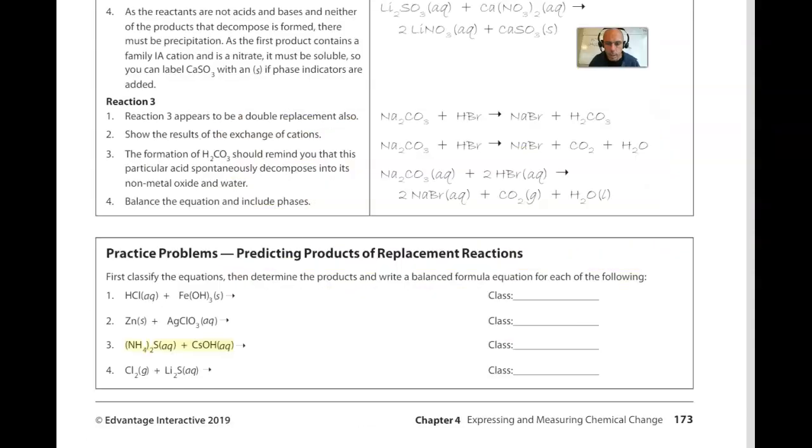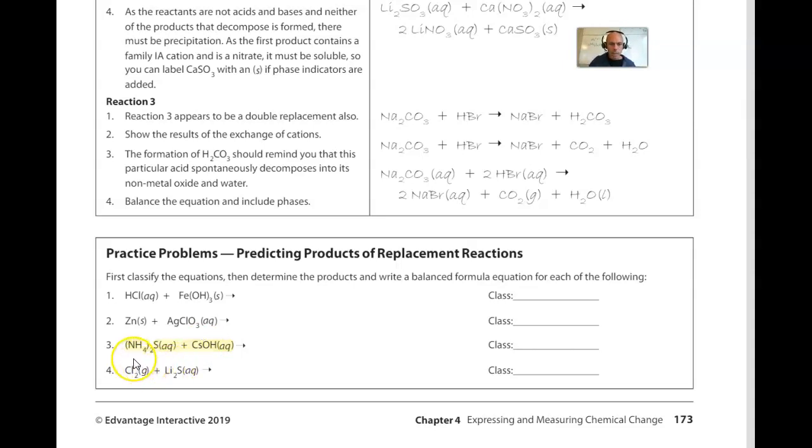I've flipped to the next page. I'm on page 181 of the ebook now, looking at practice problem 3. This is a double replacement reaction because these are two compounds and they're both ionic compounds. Ammonium sulfide and cesium hydroxide are both ionic compounds. Cesium hydroxide is a base, by the way, but this isn't a neutralization reaction because ammonium sulfide is not an acid. So this is just a double replacement reaction.